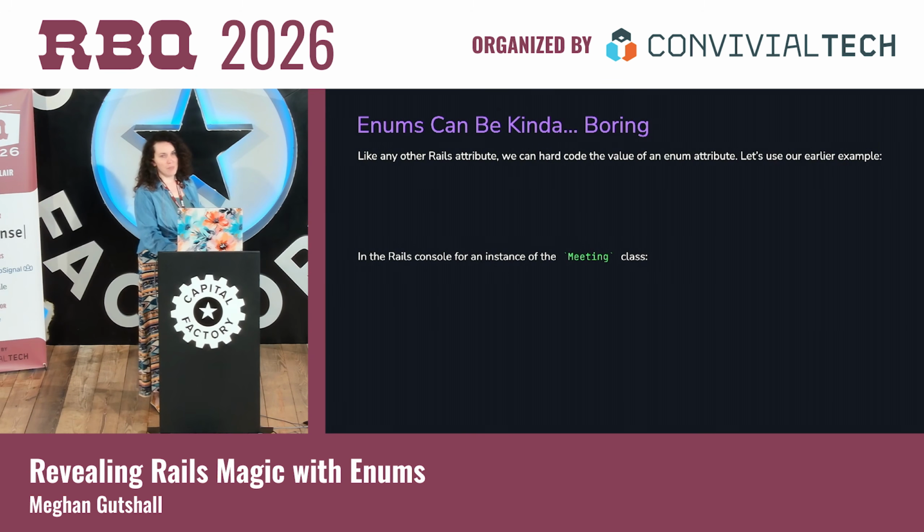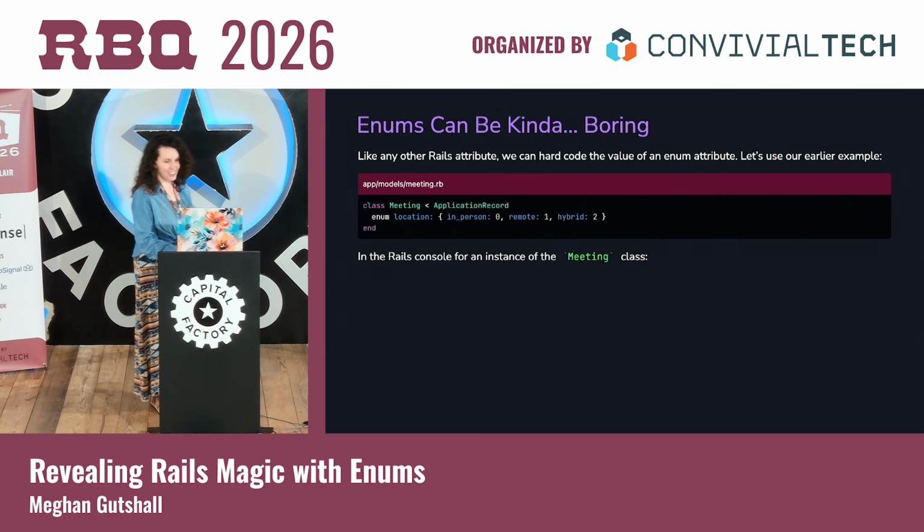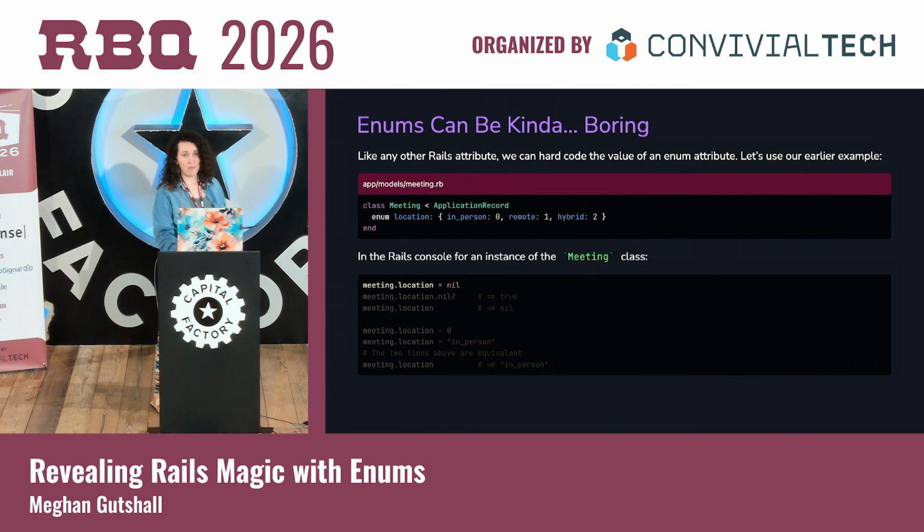So enums can be kind of boring. They're like any other Rails attribute. You can hard code the value. So here we're setting the meeting.location to nil. Then when we query meeting.location.nil? with the Boolean, we get true. And then meeting.location returns true. Setting meeting.location to 0 and meeting.location to the string in_person, they're both equivalent.